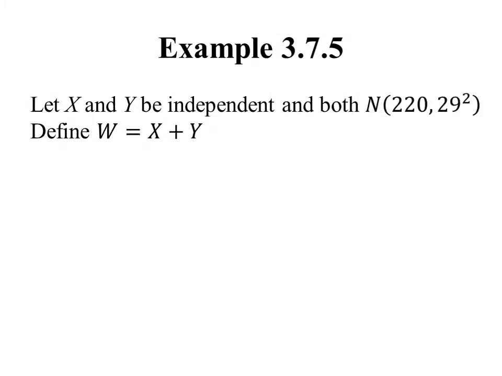So our last example is going to be a simple application of this previous theorem. And so let's consider these two random variables x and y that denote the weights of the people from this previous example. And let's suppose that those random variables are independent and that they're both normally distributed with a mean of 220 and a variance of 29 squared.